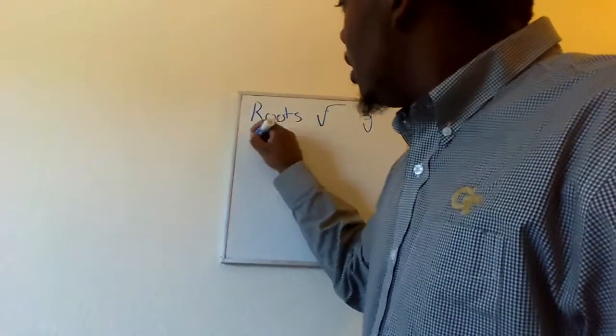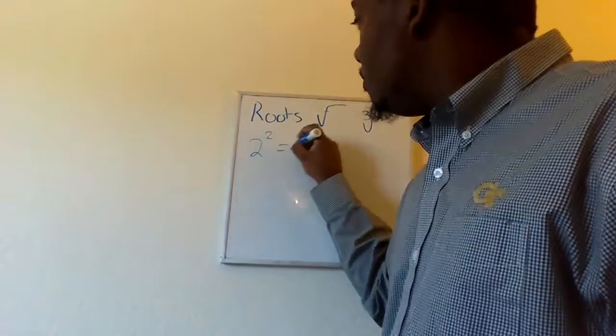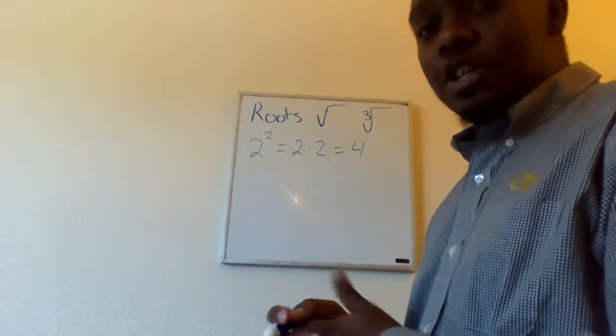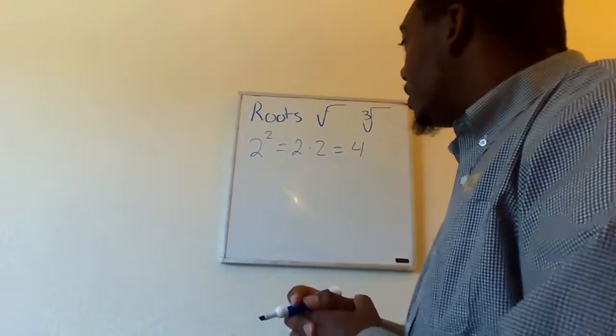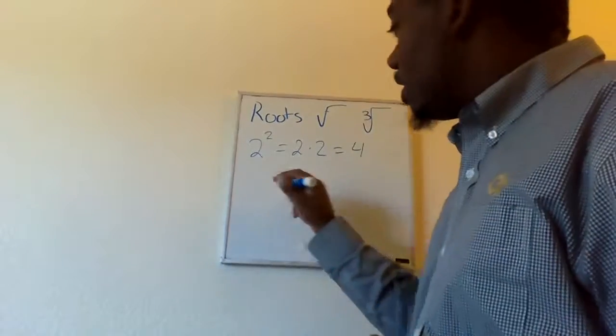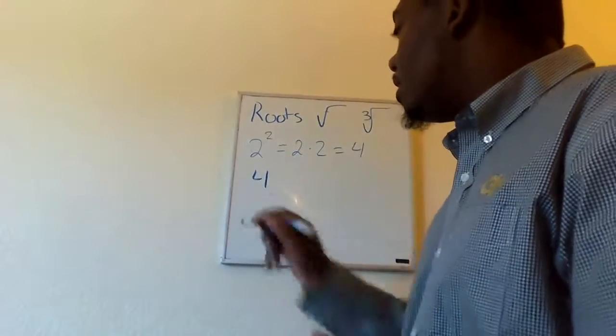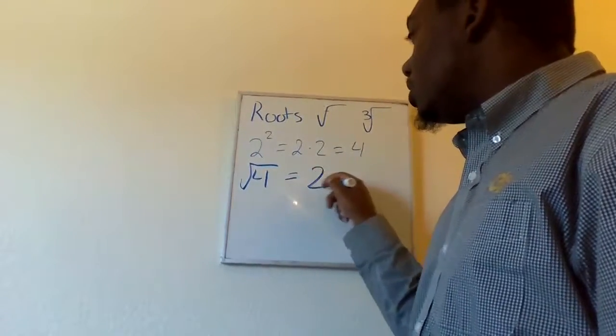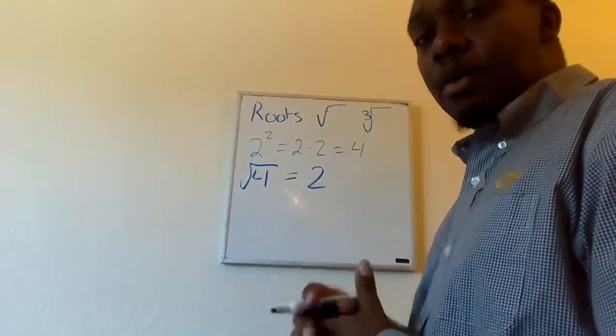Well, if you have 2 to the second power, that's really just 2 times 2. And many of you will say, oh, that's 4. And guess what? You would be correct. But let's say we wanted to undo that. We wanted to undo the square. Well, if we have 4, we could take the square root of it and get 2. And that would undo the exponent.